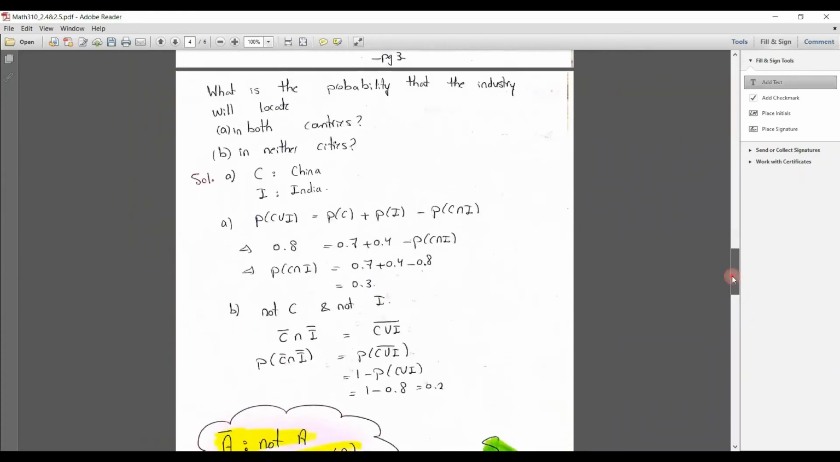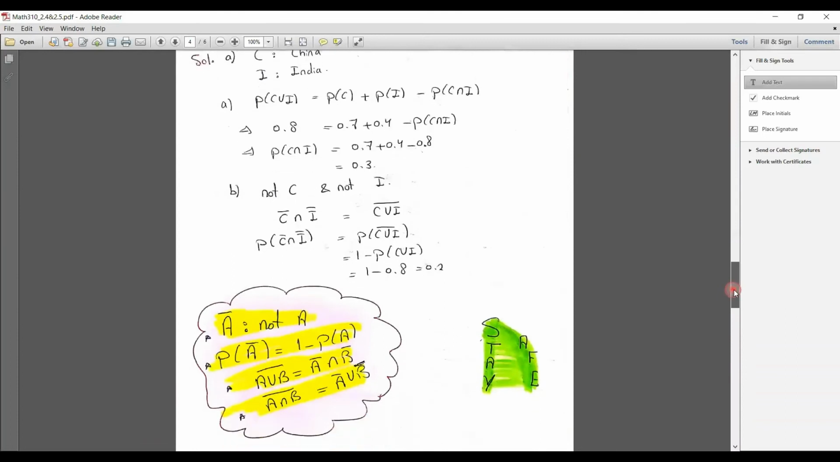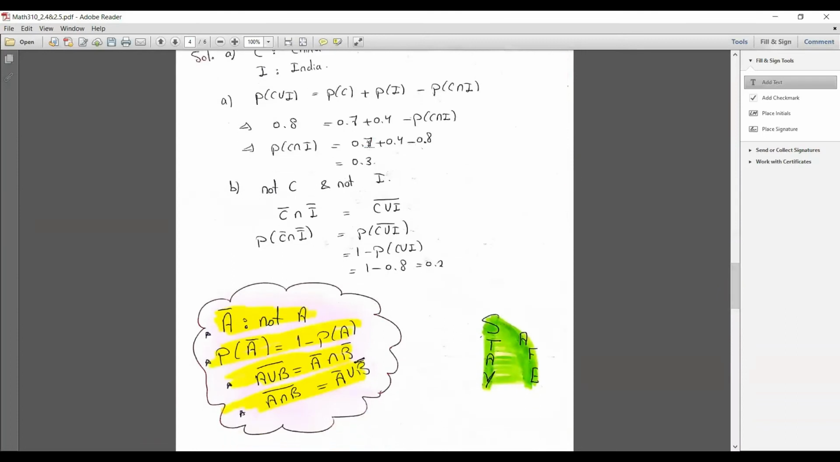Okay, guys. We need this one to be occurring in neither city. Neither city, it means that it's not in C. Not in C, it means that we put C bar. And it's not in I, because India, we named our event as I. So let's write it. We need it not in China, and also we need it not to be in India. So we need to find the probability of C bar intersection I bar.